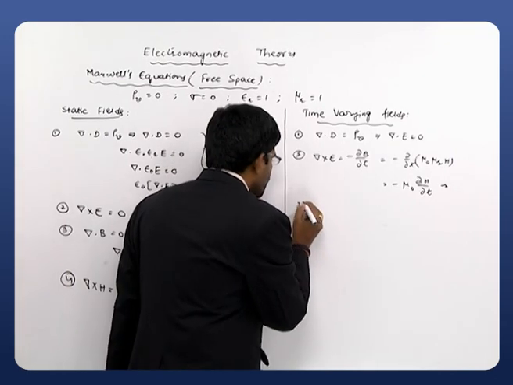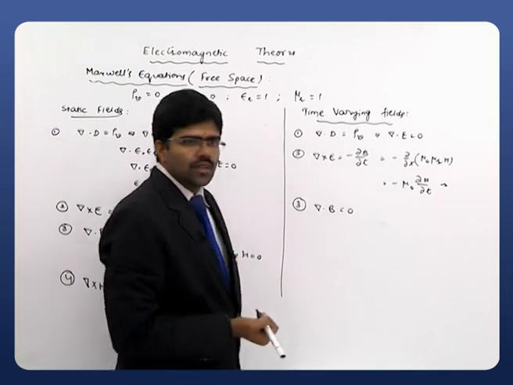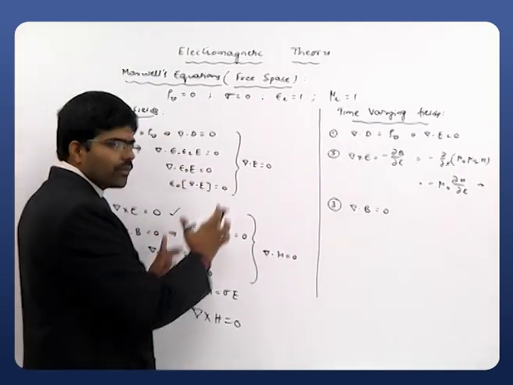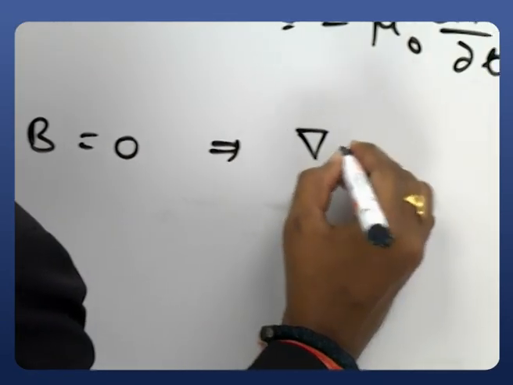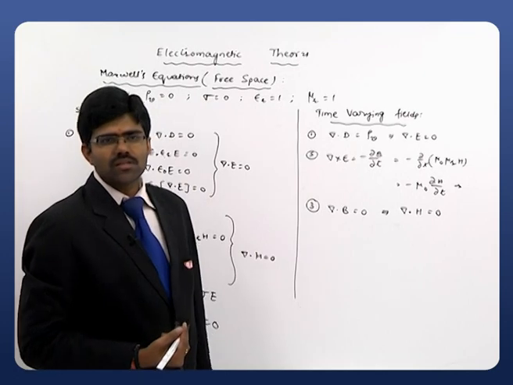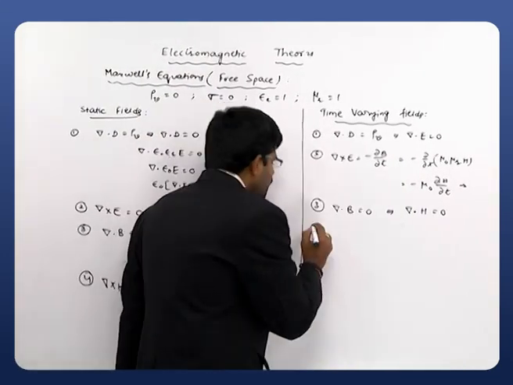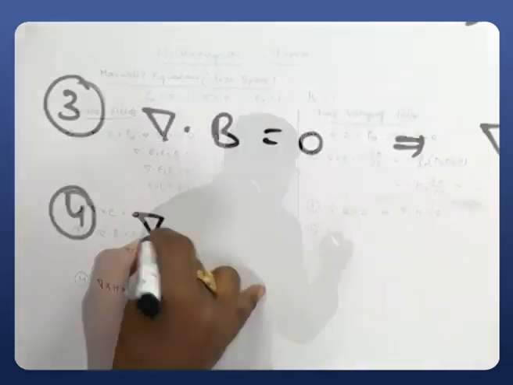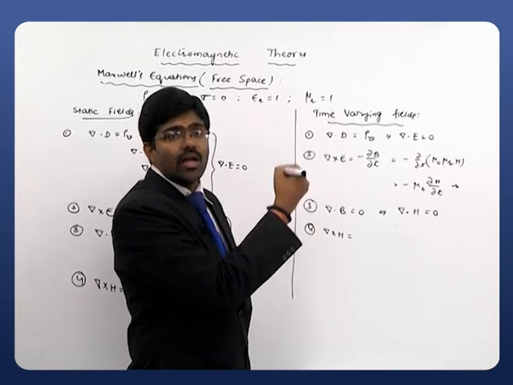Next, the third equation, del dot B is equal to 0. Same, del dot B is equal to 0 for free space also, and from this what we get is del dot H is equal to 0, that the divergence of magnetic field intensity is also always equal to 0. And the fourth equation that we have is del cross H is equal to, clearly you are supposed to write down this equation for the time varying field.